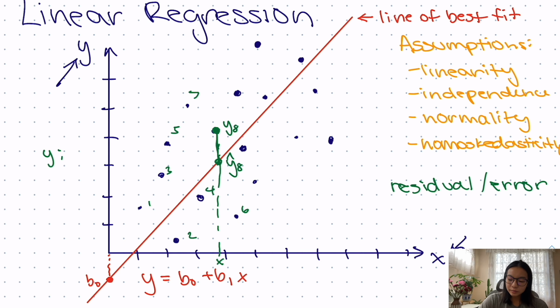Now, the residual would be this distance here between y8 and y hat 8. So y8 minus y hat 8, because that would give us this here. And I'm just going to take the absolute value of this, because what if it's below the line, right? Then you would get a negative value, but distance can't be negative, so we're going to put a little absolute value around this quantity, and that gives us the residual or the error. So let me rewrite that.